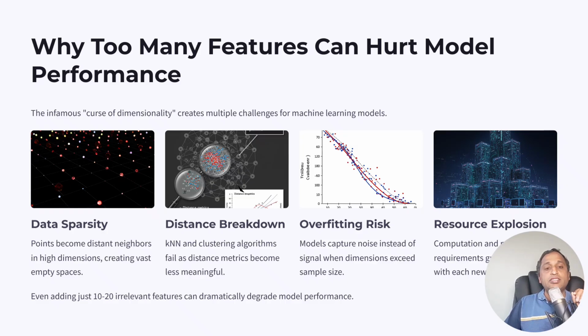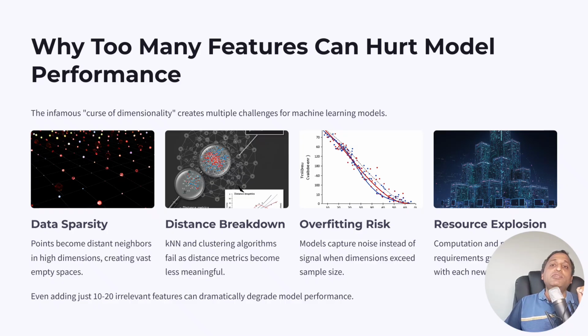And third, there is an overfitting risk. With too many features, especially if we have limited samples, the model can start learning noise rather than actual signal. They memorize instead of generalize, and that's a recipe for poor real world performance.